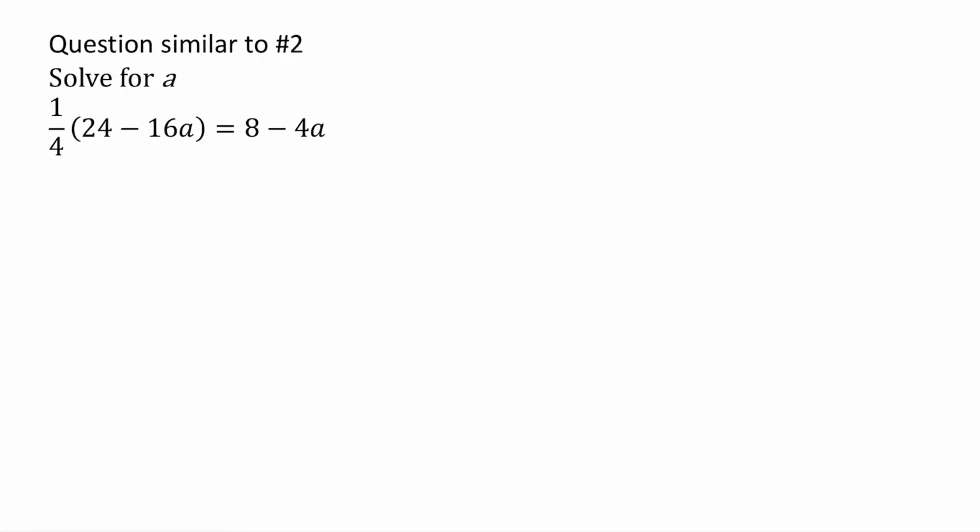So now let's look at a question similar to number 2. So let's say solve for a, and we have 1/4 times 24 minus 16a equals 8 minus 4a. So once again, our problem solving steps are to distribute, combine like terms, move the variables to one side, then add or subtract to isolate the variable, and multiply or divide to isolate the variable.